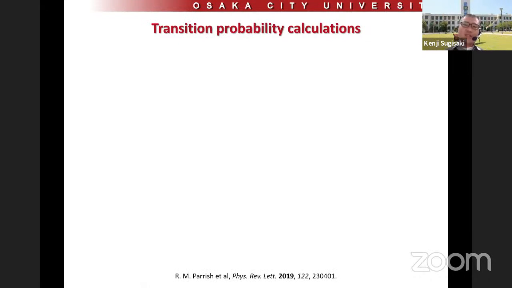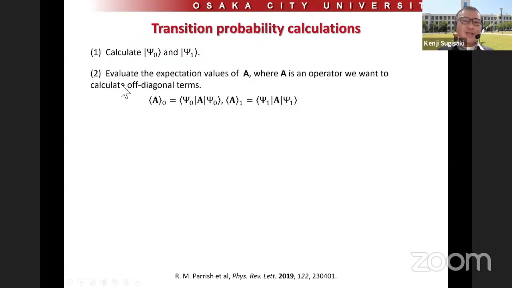Also in VQE, we can calculate the transition probability or off-diagonal matrix element between the ground state and excited state. In this approach, first we have to calculate psi 0 and psi 1, for example, the ground state and excited state wave functions individually. And then evaluate the expectation value of A, where A is an operator for which we want to calculate the off-diagonal terms, for example, r_ij, to calculate the transition dipole moment.